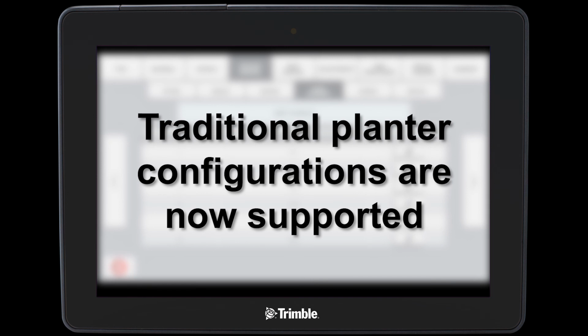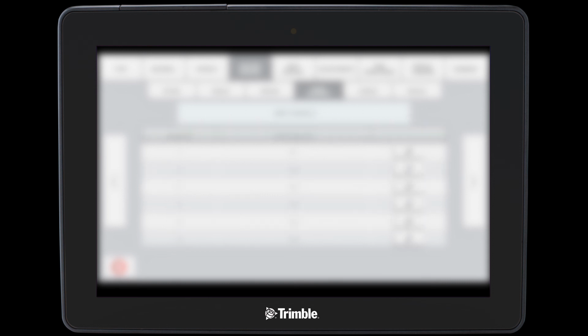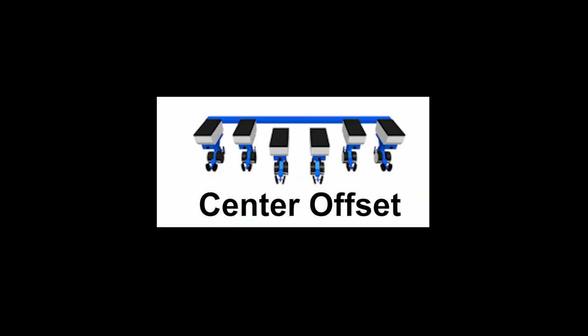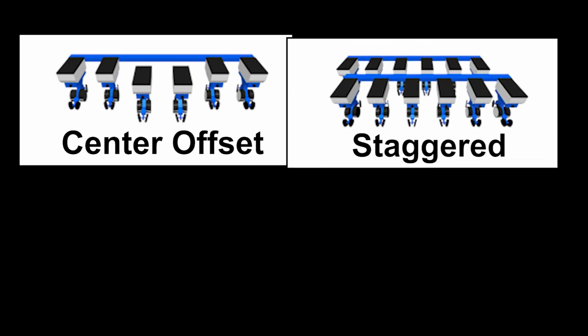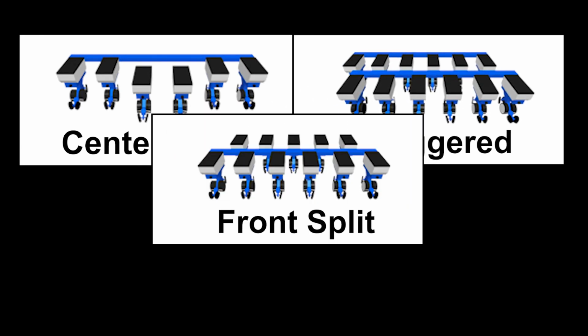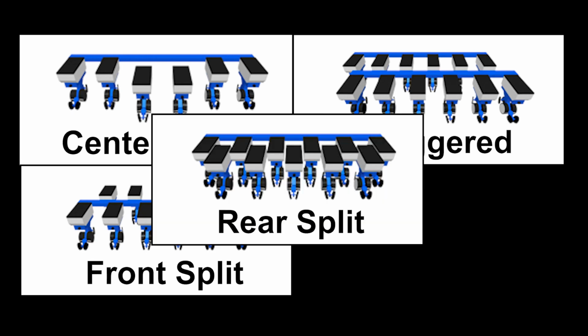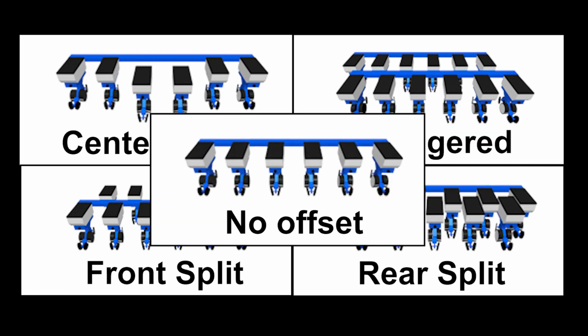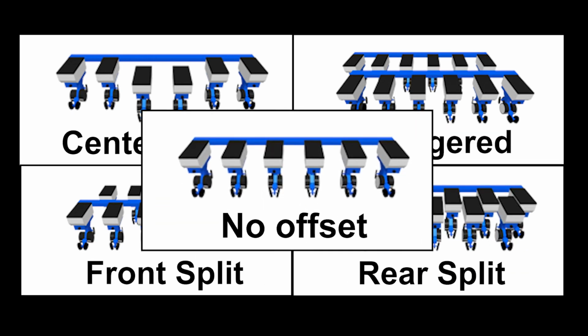Precision IQ Field IQ Planting now supports traditional planter configurations as well as center offset and interplant planter row offset implements. For example, now supported are center offset, staggered, front split, rear split, and as mentioned, planters that have no offset at all.